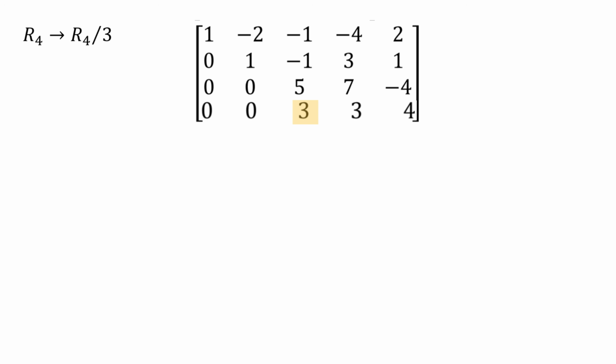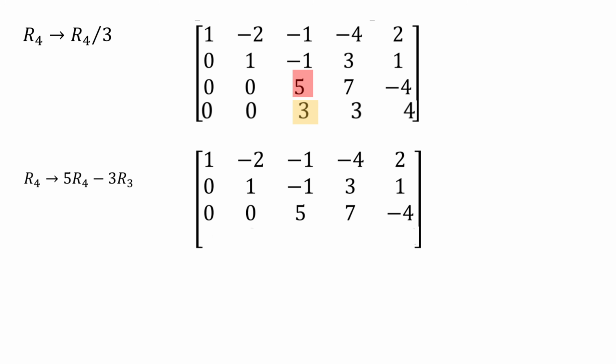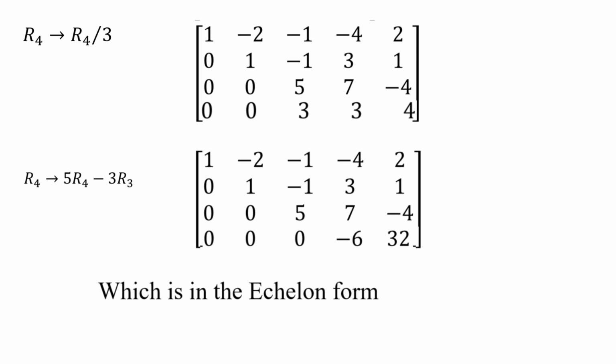For the next step, we are supposed to make this element as 0 using R3. To avoid fraction, we do not divide R3 by 5. Instead, R4 can be changed as 5 into R4 minus 3 into R3. First 3 rows will be written as it is. For the fourth row, you get 0 minus 0, 0 minus 0, 15 minus 15, 15 minus 21, 20 plus 12. So the resulted matrix is in echelon form and the number of non-zero rows in the matrix are 4. Therefore, rank of this matrix is 4.